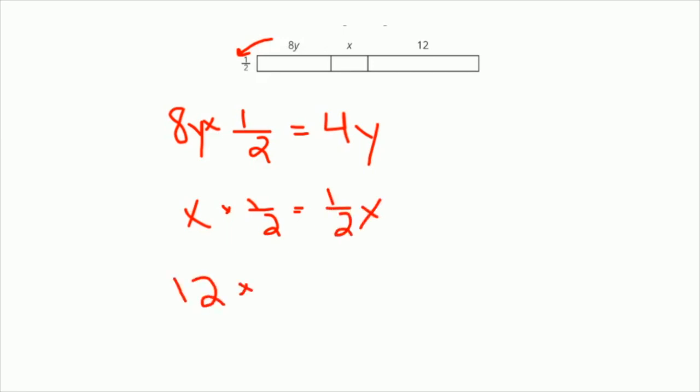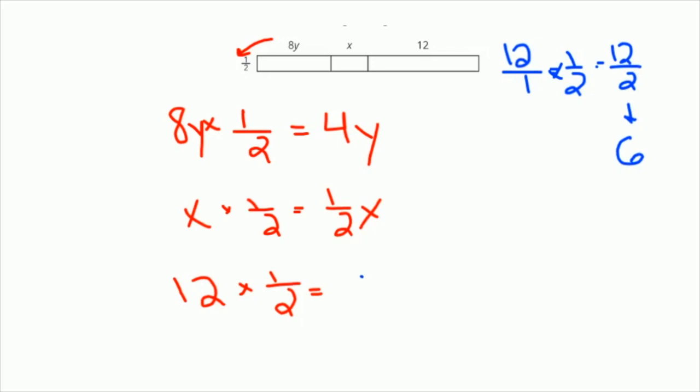And finally have 12 times 1/2, which together I have to first convert that 12 into a fraction as well by putting it over 1 and then multiplying it times 1/2, which will be 12 over 2, which then simplifies to simply 6. When I do add those three terms together, it is going to look a little something like this. 4y plus 1/2 x plus 6 for my full expression.